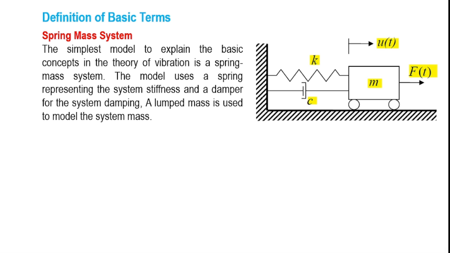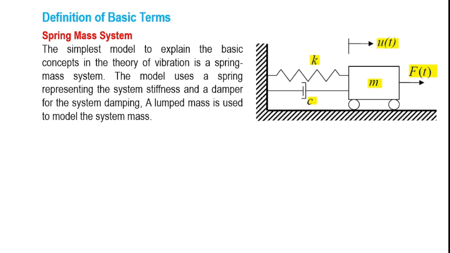So let me introduce you to the definition of some basic terms. The first one is the spring mass system. If you want to study the dynamic response of any physical system, you require a mathematical model. And the basic requirement of this mathematical model is that it must be simple enough. Secondly, it must be able to predict with a sufficient accuracy the response of the actual physical system. And finally, it should not be computationally intensive.